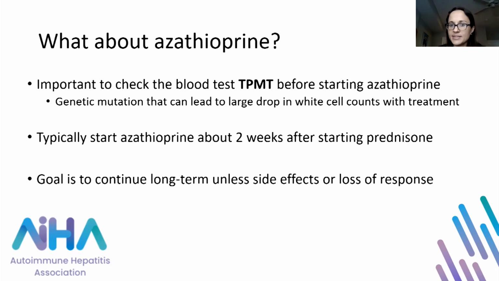Usually that test does take about a week or two to come back, which is why the guidelines basically say that you start azathioprine about 2 weeks after starting prednisone. So the test gets run, and assuming that the person does not have this particular genetic risk factor, we start the azathioprine about 2 weeks later, and the goal is really to continue this long term unless there are side effects or a loss of response. It is really the only first-line agent, aside from steroids, of course, for autoimmune hepatitis.